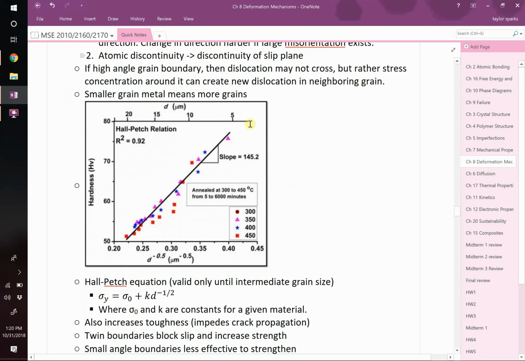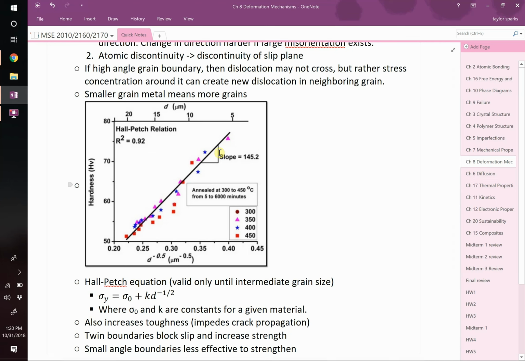Therefore, you can see a plot like this. This plot is showing inverse grain size, right? So small grain size and large grain size is plotted up here. So this is inverse grain size. It's actually grain size to the negative 1/2 exponent, right? If you plot that against hardness or yield strength, then you'll see a linear relationship, right? It should have some constant slope that you could figure out from that material. That is the Hall-Petch law.